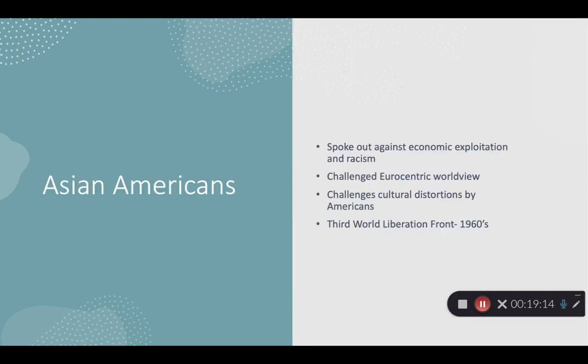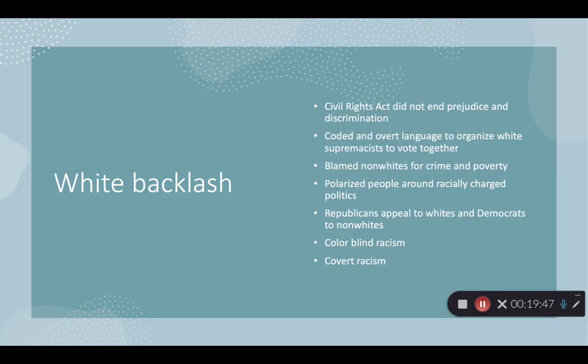Asian Americans, again, same thing, spoke out against economic exploitation and racism, challenging this Eurocentric worldview that tries to decimate Asian culture and force them to assimilate into a white way of life. They're challenging these cultural distortions by Americans. Think about how the cartoons used to portray Asians, for example, very offensive. This culminated in the student movement. I like how your book talked about the Third World Liberation from the 1960s, because, again, you have a lot of these youth movement activisms and then a lot of other groups that really have an impact.